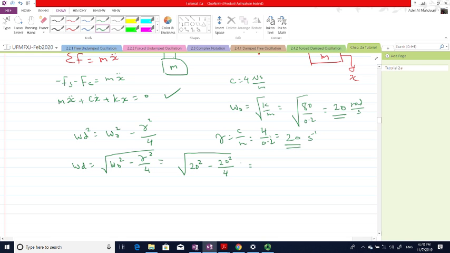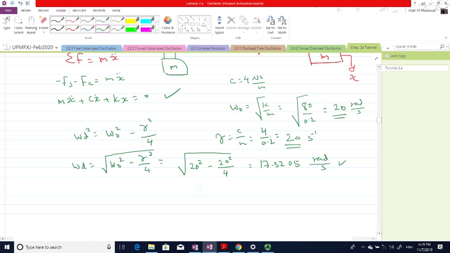Can you give me the answer of that? No, you forgot to put 20 squared. We have 17.32. What's the unit in here? Radians per second, okay? So now we found omega d.